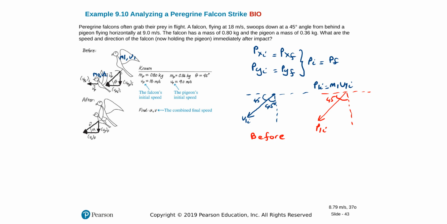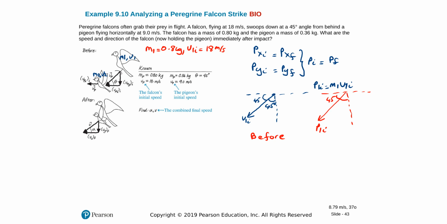The Falcon has a mass of 0.8 kilogram. Let's put this in here. This will be my M1, 0.8 kilogram. I know we want initial 18 meters per second, 45-degree angle, I showed that.